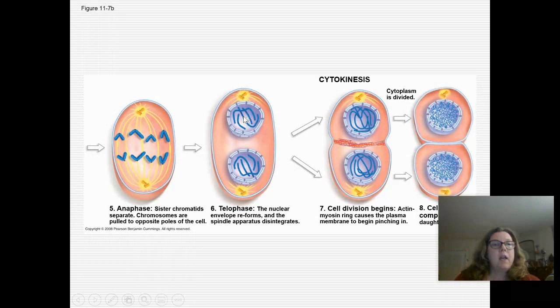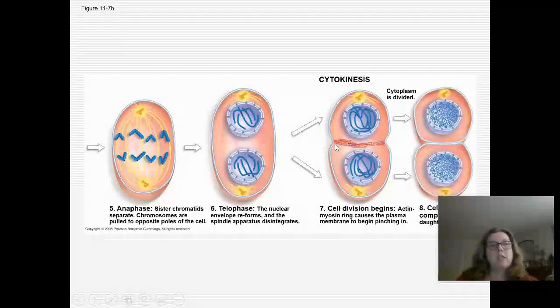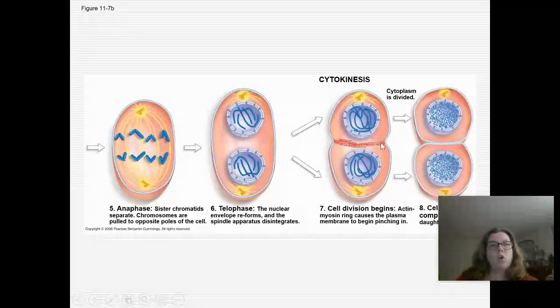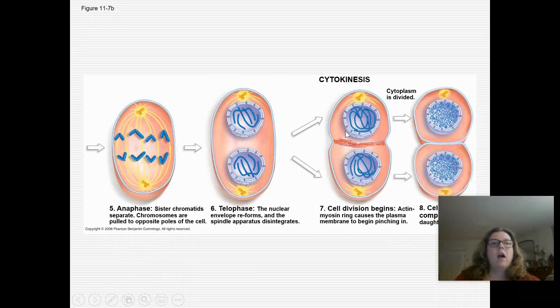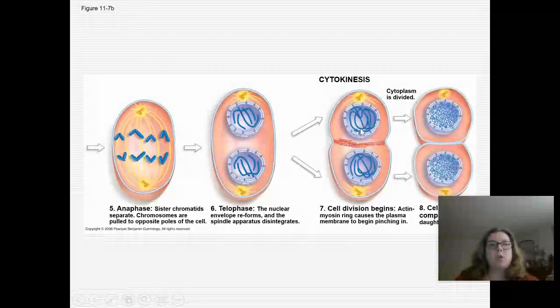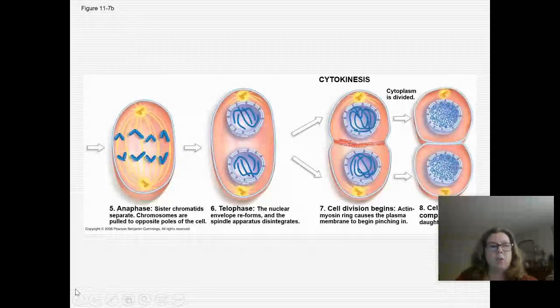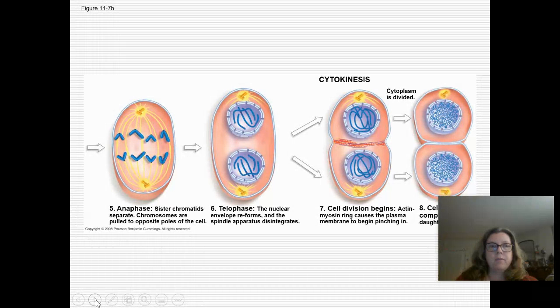And this DNA would start to uncoil and become chromatin again. Now, often at the same time as telophase is happening, cytokinesis begins. So here's our cleavage furrow, and you can see that you're starting to see the pinching inward there. And as telophase proceeds, cytokinesis is happening simultaneously, where the membrane is actually pinching into two daughter cells. Right? And again, if this were a plant cell, you'd have a cell plate.